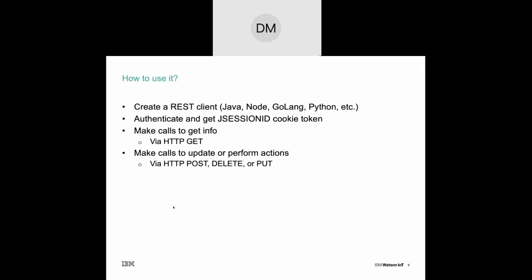How do you use it? Well, you're going to have to create a REST client. You can do this in any modern language: Java, Node.js, Golang, Python. This REST client will need to authenticate and get a JSession cookie token to be able to make those calls. Then in your REST client, you can do things like make an HTTP GET to get info, and anything that performs an action or makes changes, you'll do via HTTP POST, PUT, or DELETE verbs.